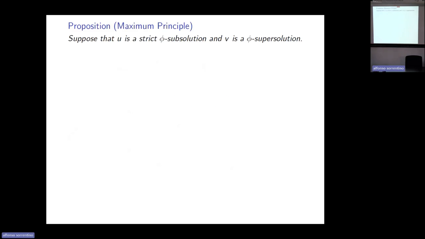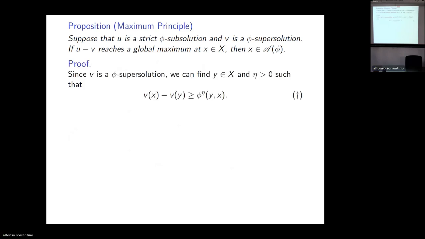So we start, of course, with the first case: if we have a strict phi subsolution u and v is a phi supersolution, then if u minus v reaches a global maximum at x, then x is necessarily in the Aubry set. So let me show that. When u is a strict subsolution, this forces the maximum to be attained only on the Aubry set.